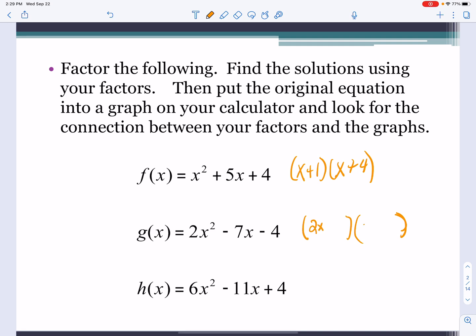So I believe you would have gotten for an answer, you have a negative and a positive. So I believe those would have been my two answers. So if I can check it, 2x squared minus 8x plus 1, so it works.